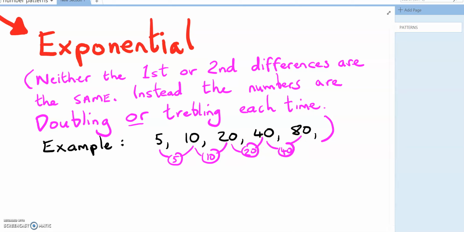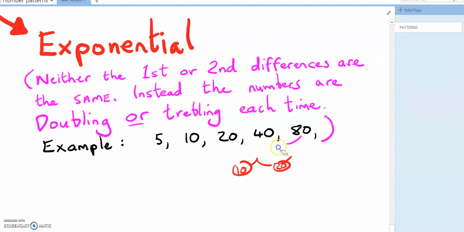Now let's get the second differences. 5 up to 10, you went up by 5. 10 up to 20, you went up by 10. No, the second differences are not the same. So it means that it's definitely not quadratic either. So now it must be exponential. And yes, when you look at it, what's happening with those numbers? 5 times 2 is 10. 10 times 2 is 20. 20 times 2 is 40. Okay, hope you know the three.